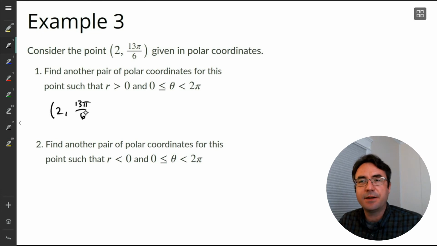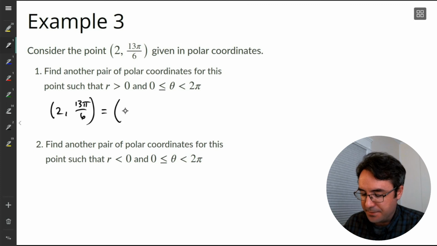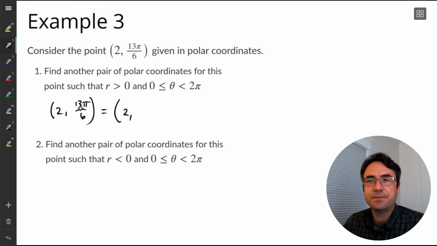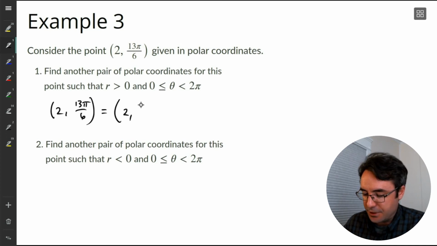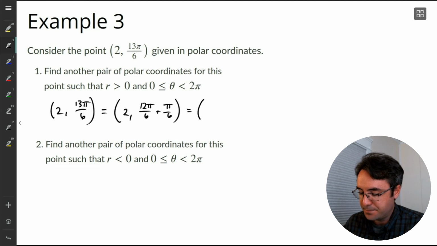So we have 13 pi over 6. And really what we want to identify, since the r value is good, it's positive, is how many extra copies of 2 pi we have here. So let's see how many copies of 2 pi we can break off. We can break this fraction apart and write it as 12 pi over 6 plus pi over 6. And we know that 12 divided by 6 is 2. So this is going to be 2 pi. So we're going to end up with 2 comma pi over 6 plus 2 pi.